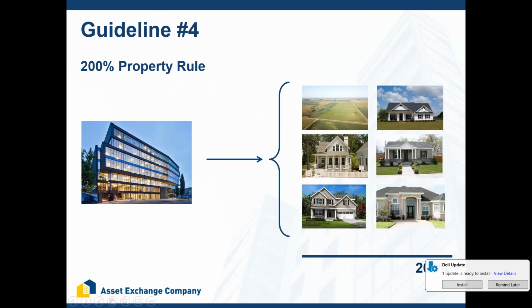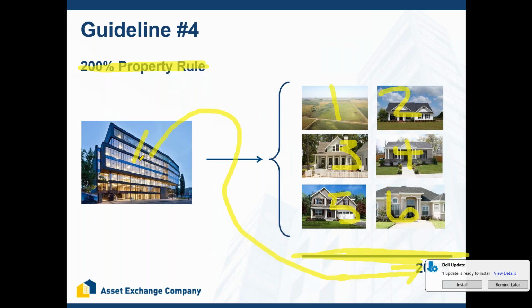Well, in order to name 4 or more properties on your identification letter, you have to use what's called the 200% rule. The 200% rule allows you to nominate as many properties as you want. So there's no limit on the number. However, there is a limit on the value of all the real estate. The value of all the real estate cannot exceed 200% of what you sold.